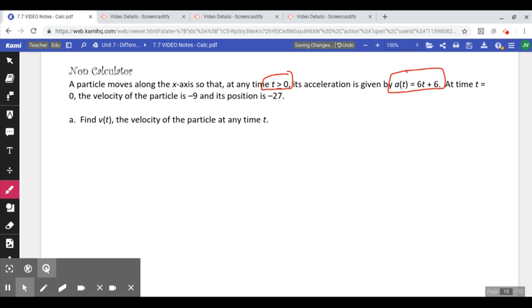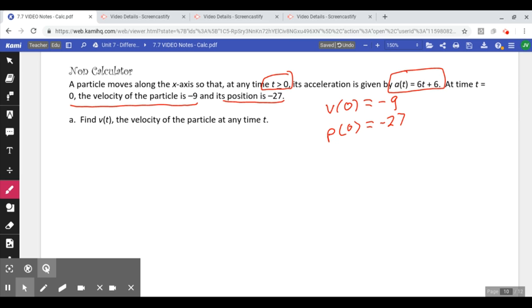At time t equals 0, it says here that the velocity of the particle is -9 and its position is -27. So if we think about that, v of 0 is going to be equal to -9, and let's just use p for our position function. P of 0 is actually going to be equal to -27. Our first part, part A, says find the velocity of the particle at any time t.